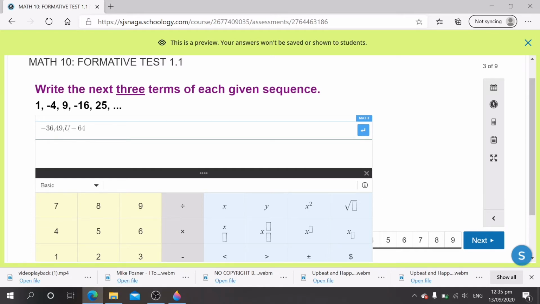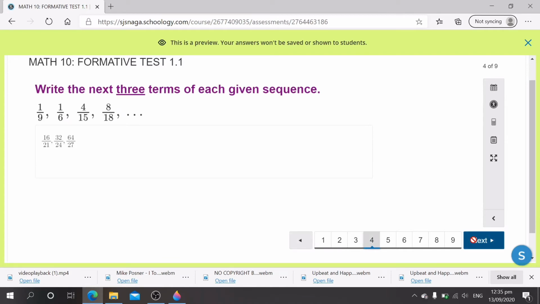Okay? Next is number 4. Dito naman, we're given a fraction.